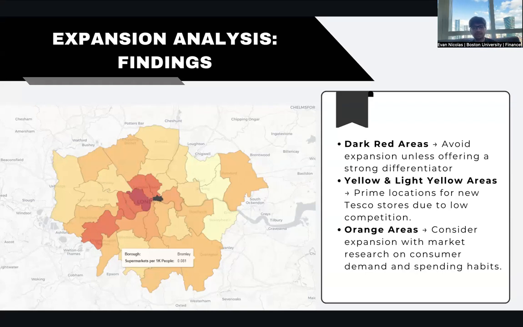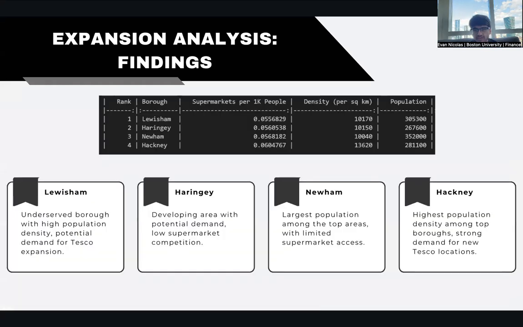Whereas yellow and light yellow areas are prime locations for new Tesco stores due to the low competition. If we plan to expand in the orange areas, we should consider doing some more market research on consumer demand and spending habits. So finally, from the data that we had, we found 4 main boroughs, namely Lewisham, Haringey, Newham, and Hackney, which were the best boroughs or areas for Tesco to expand their stores.